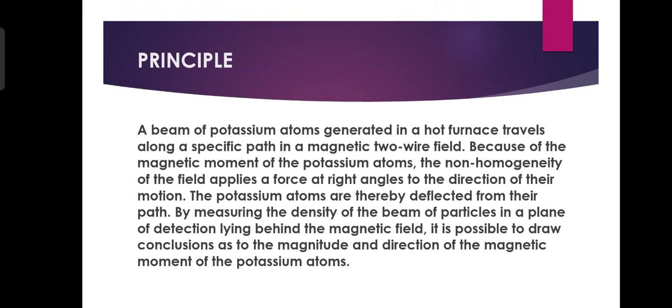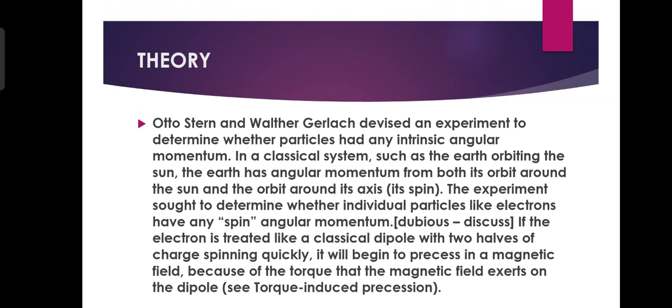And the principle: a beam of potassium atoms generated in a hot furnace travels along a specific path in a magnetic two-wire field. Because of the magnetic moment of the potassium atoms, the non-homogeneity of the field applies a force at right angles to the direction of their motion. The potassium atoms are thereby deflected from their path. By measuring the density of the beam of particles in the plane of detection lying behind the magnetic field, it is possible to draw conclusions as to the magnitude and direction of the magnetic moment of the potassium atoms.